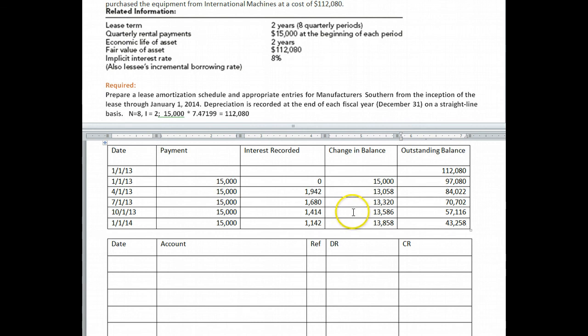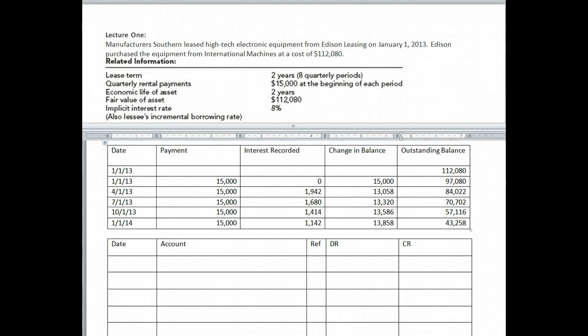Now, based on this information, we can then do our journal entries. So let's look at how Manufacturer and Southern would record this. And again, keep in mind, Manufacturer and Southern is the lessee. So that makes a big difference when we're doing these entries, okay?